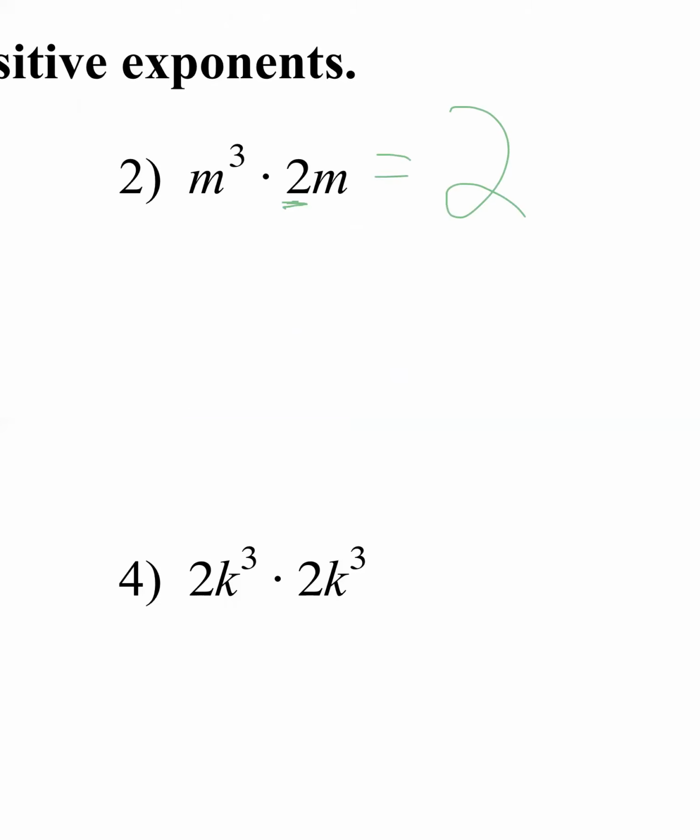And then I'm going to multiply my variables together. I have m to the third and m to the first. So if I multiply those two, I'd get m to the, hopefully you're saying fourth, right? Because remember there's a secret 1 there that we never write. So 3 plus 1 gets me 4. All right, let's try number 3.